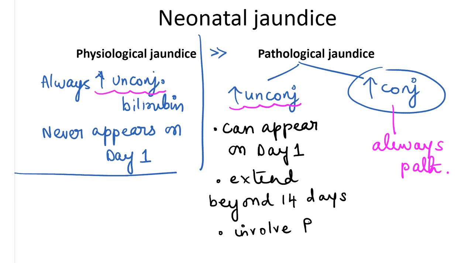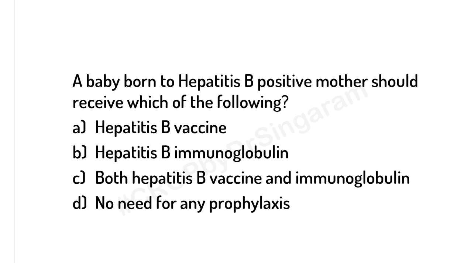What is the danger zone? Yes, it can involve the palms and soles. Whenever you are seeing a baby with involvement of the palms and soles, or yellowishness of the palms and soles, immediately think it may be a case of pathological jaundice. Act fast and start the treatment.